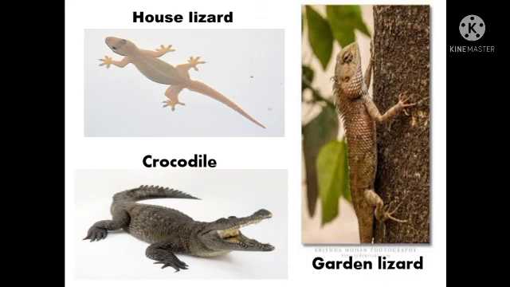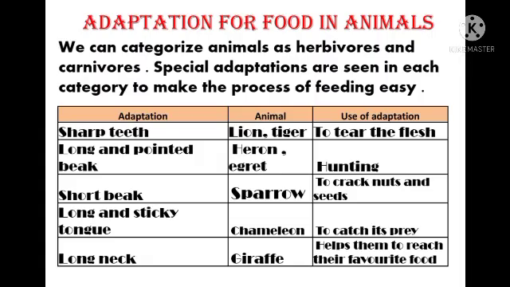Students, in this picture, you can see a house lizard, garden lizard, and a crocodile. They all creep, and all of them have clawed toes. That is, they have pointed nails, sharp nails on each digit. Moving to the next adaptation, that is adaptation for food in animals.